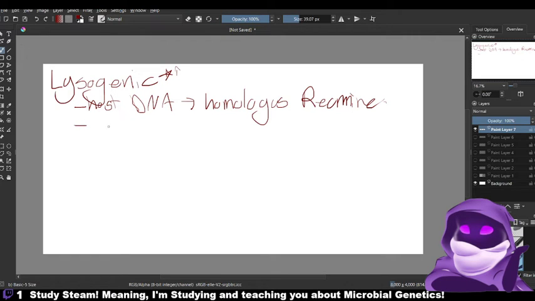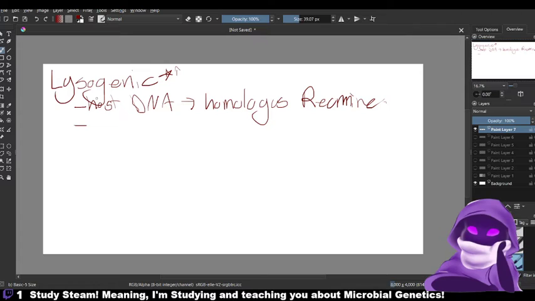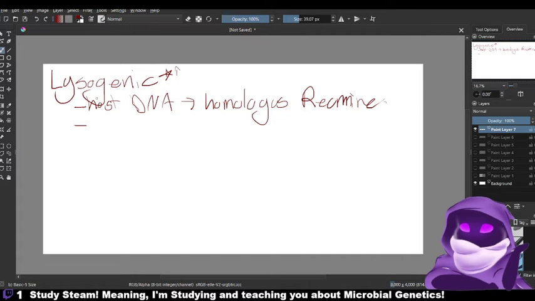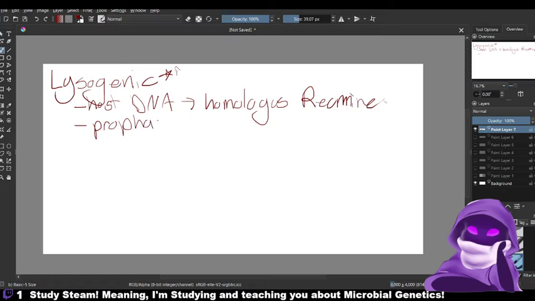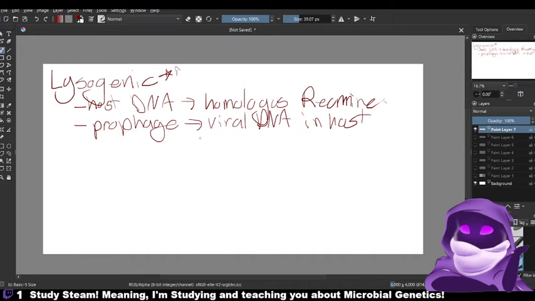More often, a dead cell, with lysing, will release more host DNA, which will then be slurped up through transformation, but we talked about that earlier. So, more likely is this becomes a prophage, which is viral DNA in host. Not all viruses are capable of becoming prophages, but all prophages are viruses, if that makes sense. Circle within circle, if you want to think about it that way.